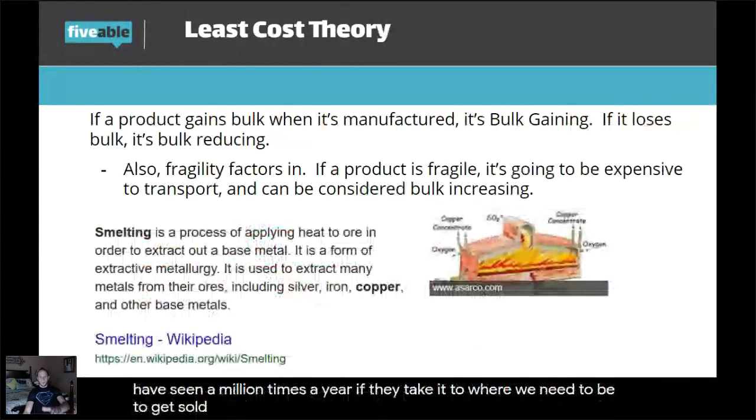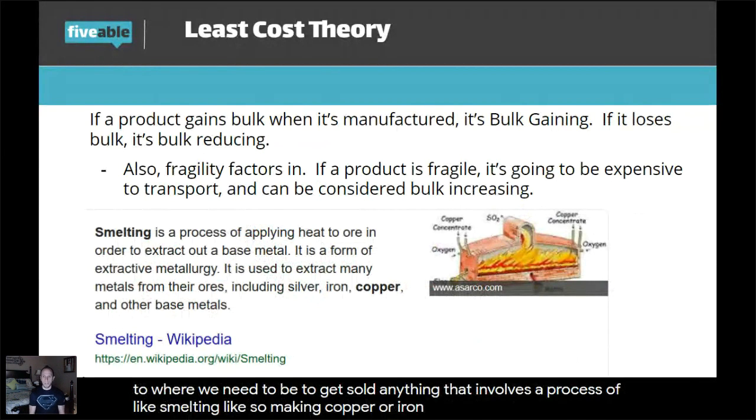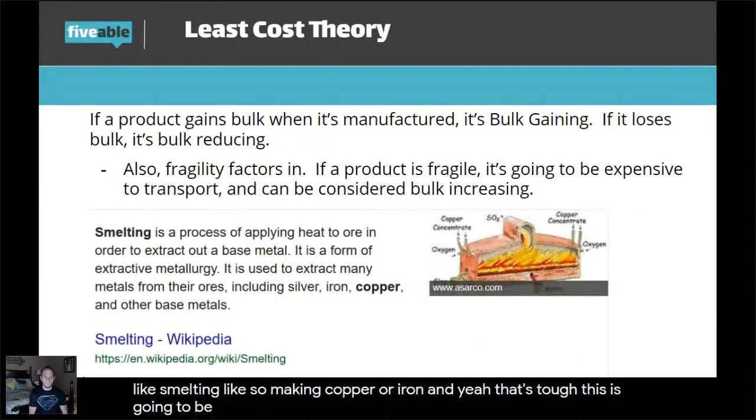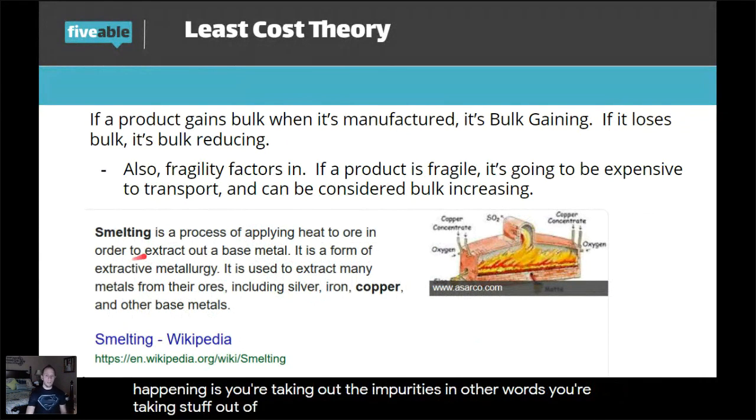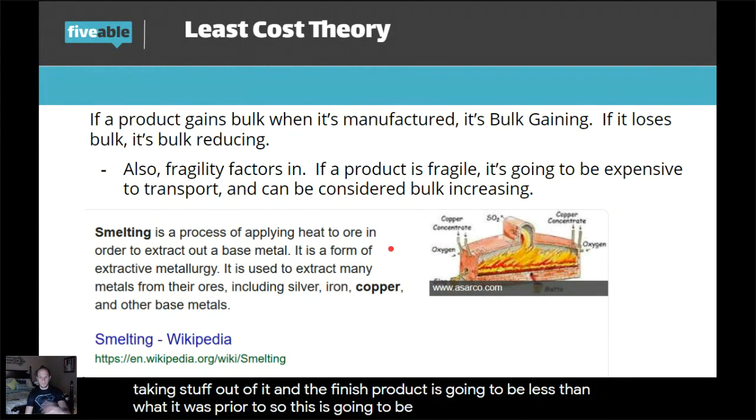Anything that involves a process of smelting, like making copper or iron, or any of that stuff, is going to be an example of a bulk reducing industry, because what's happening is you're taking out the impurities. In other words, you're taking stuff out of it, and the finished product is going to be less than what it was prior to.